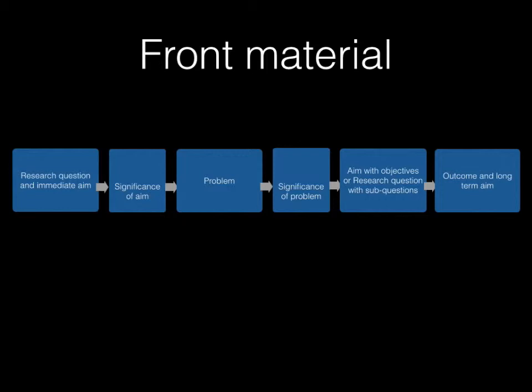So all of these things need to link together. The research question and the immediate aim needs to also tie to the significance of the aim. That also needs to tie to the problem. It also needs to tie to the significance of the problem. You need to make sure that you're pulling together the aim with the objectives or research questions and sub-questions, all of which will lead to outcomes, good outcomes, that address the research problem and also meet the long-term aim of the study. So every single section of the research proposal is interlinked. So you need to make an argument with your research proposal that makes sense to the person that's reading it.